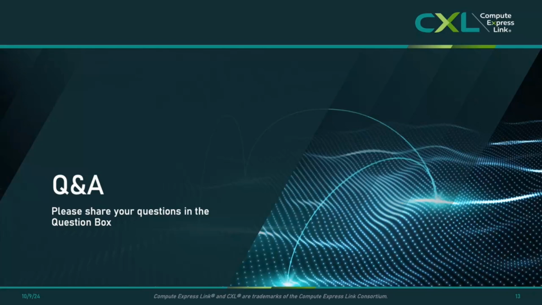Next question, what CXL link bandwidth versus capacity ratio is appropriate for this type of cold data low-cost expansion?